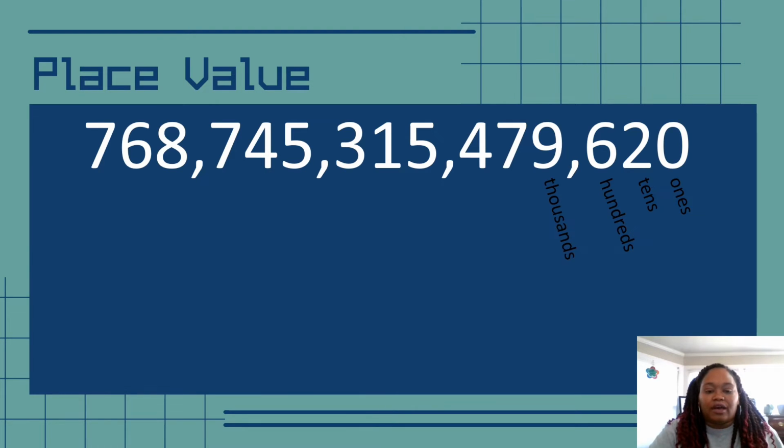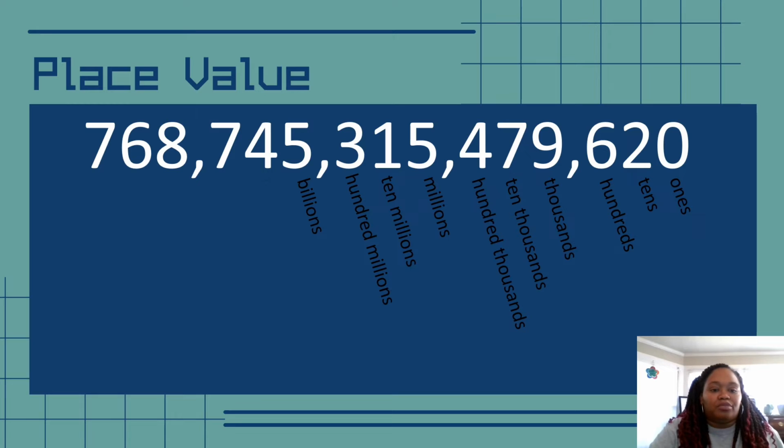There's 9 in the thousands place. The next one is 10,000s. Then we have 100,000s. And the next little section between commas, the next period, is our millions. So we have 5 in the millions place, 1 in the 10 millions place, 3 in the 100 millions place. And we keep going on with the billions. 5 in the billions, 4 in the 10 billions, 7 in the 100 billions.